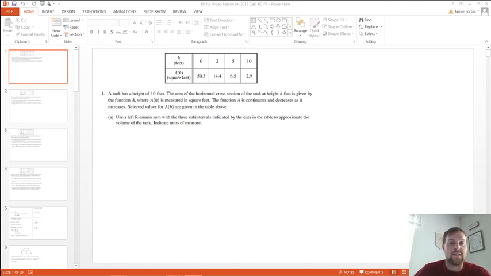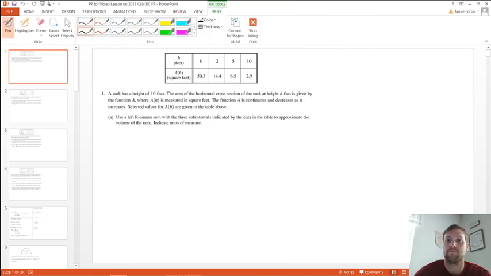Number one says that a tank has a height of 10 feet. The area of the horizontal cross-section of the tank at height h feet is given by the function A, where A of h is measured in square feet. The function A is continuous and decreases as h increases. Let's start making some notes here. Selected values of A of h are given in the table above.